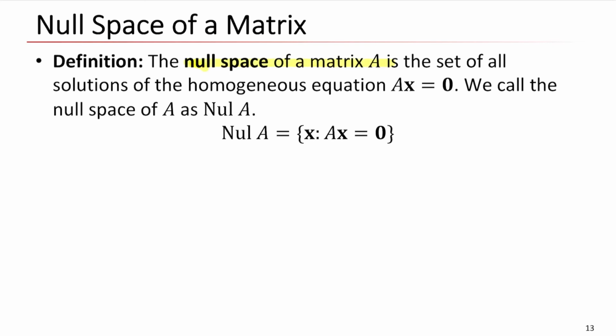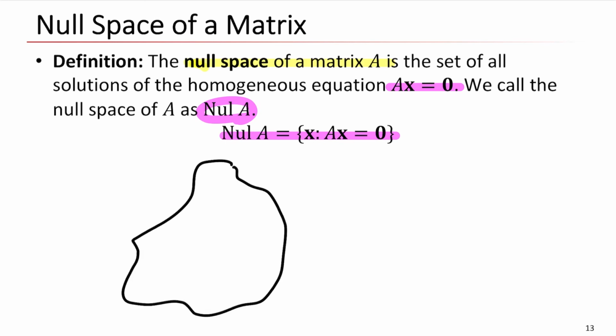The null space of the matrix A is the set of all solutions of the homogeneous equation Ax equals 0. In this case, we call the null space of A null A. So in other words, null A is equal to the set of x that satisfies Ax equals 0, the homogeneous equation. In other words, the null space of A is the set of the homogeneous solutions. So what does it mean?